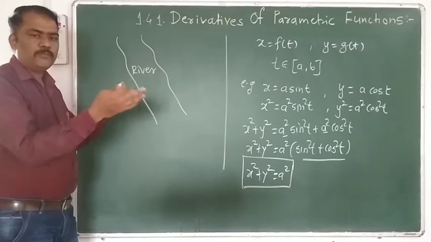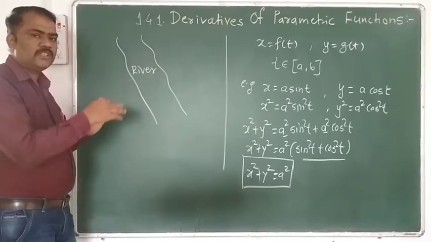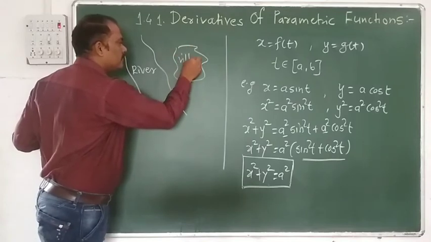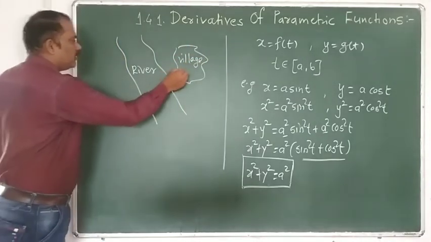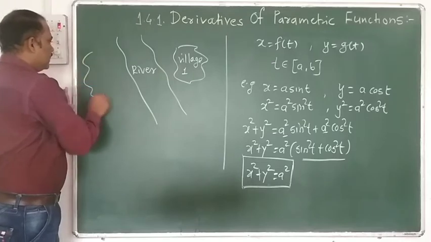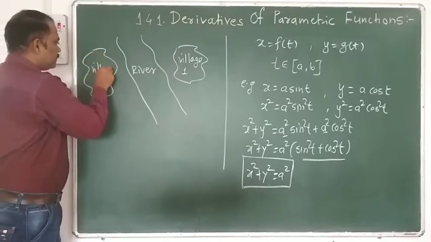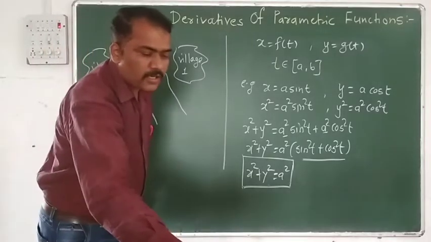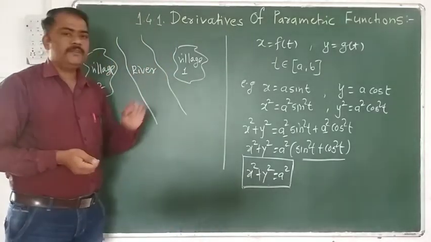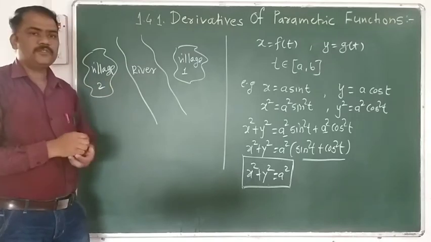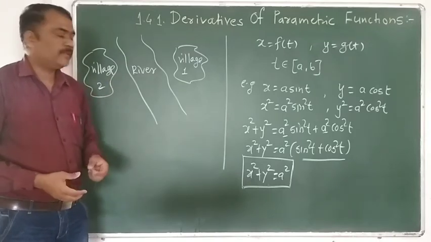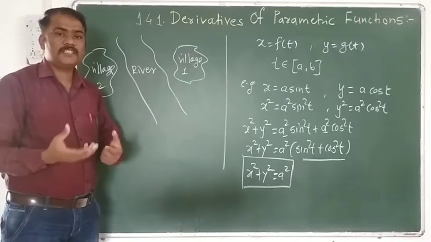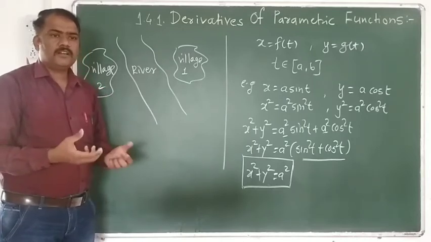And on both sides of the river, suppose that a small village is there. Suppose that is village number 1. On this side there is another village. Suppose that is village number 2. Now the people living in village 1 and village 2 want to connect to each other, but there is a big river between them. How to connect these people to each other?